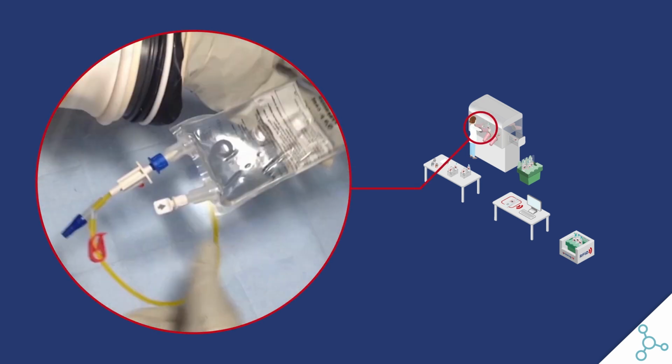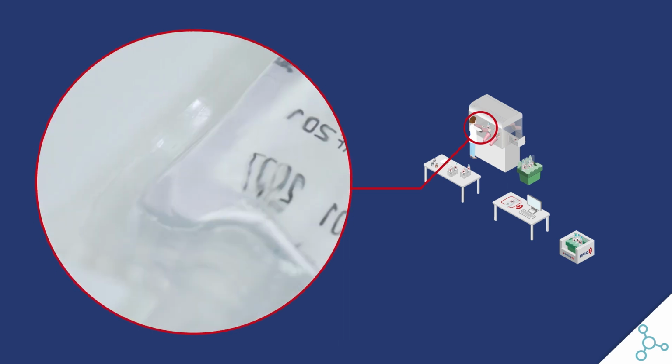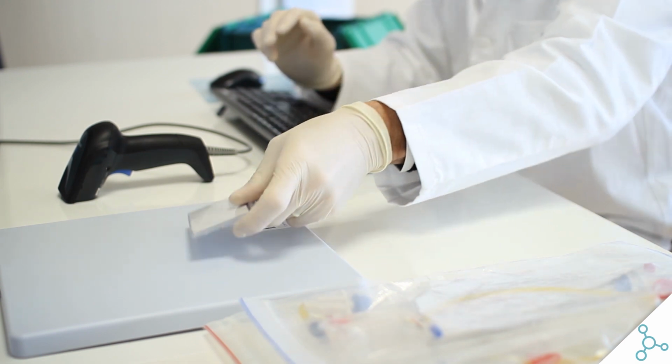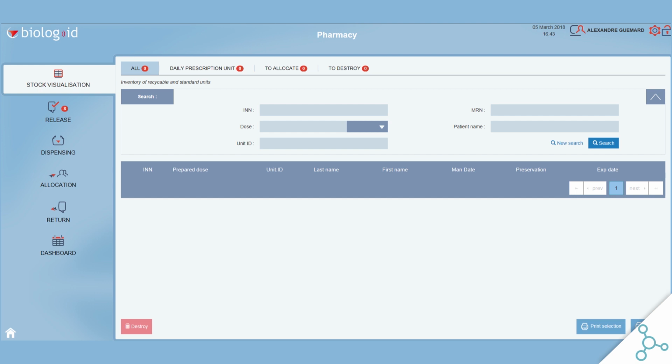A blank RFID tag is affixed onto the chemo preparation during the compounding step. In C-Log, each actor has to identify him or herself with an RFID badge or a password. The pharmacy module is comprised of 6 tabs: stock visualization, release, dispensing, allocation, return, dashboard.